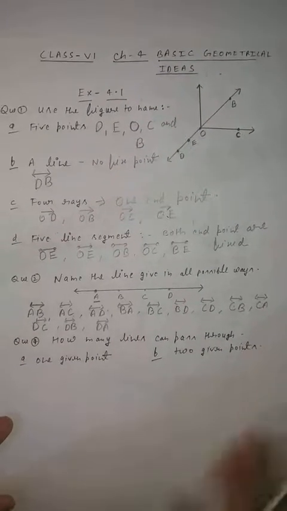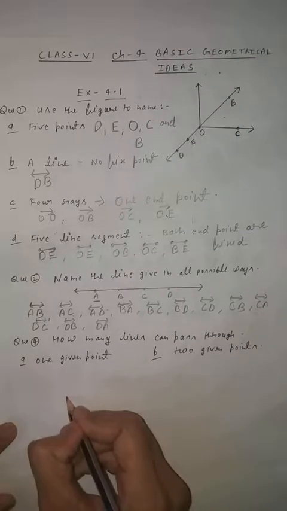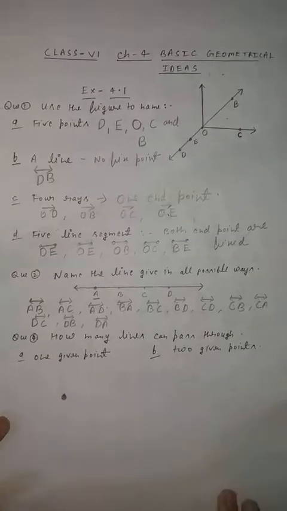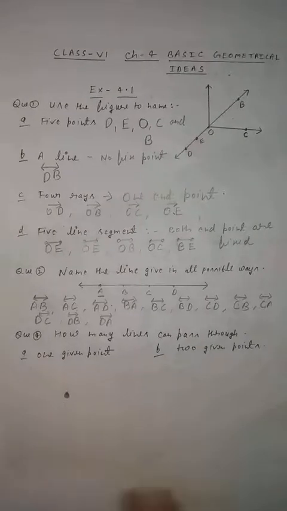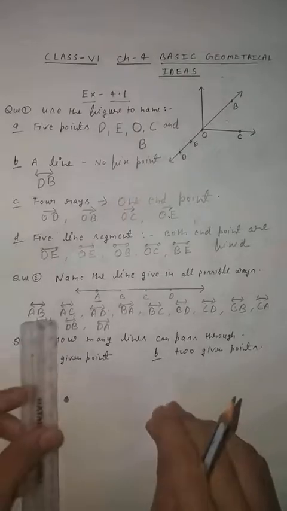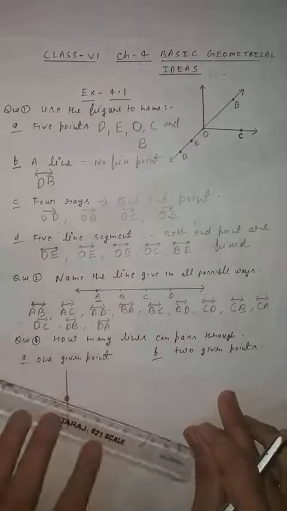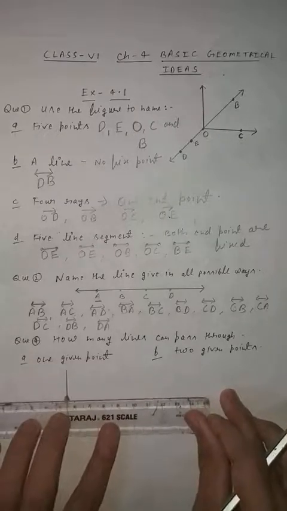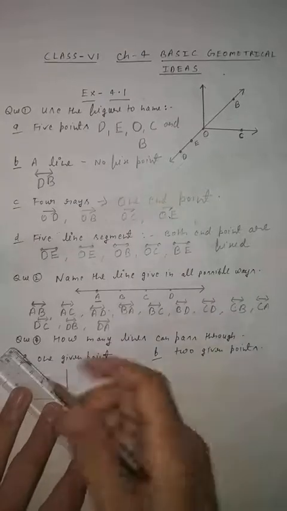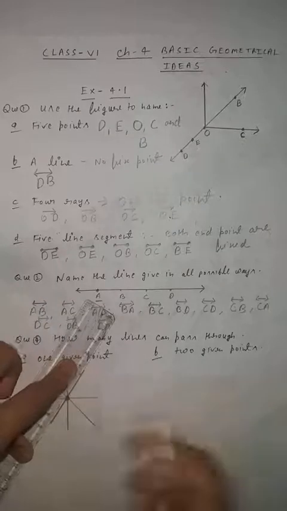Now come on, question number third. How many lines can pass through one given point? So students, if one given point is given, clear? If this is a given point, so how many lines can you draw? I think you know this. If you draw, the first line you can draw like that. Second line you can draw like that. The third line, how can you draw? Like that. Fourth line. Again you can draw many lines.